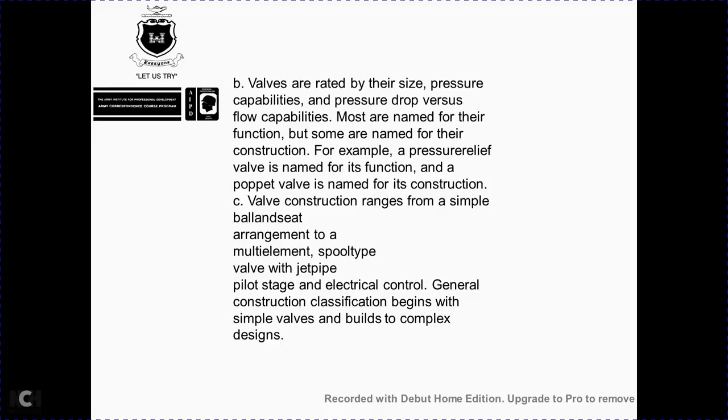Valves are also rated to describe their pressure capability, the proper pressure drop, and how they vary for flow capacity. Valves must be named by function, and some are named for their construction. For example, the pressure relief valve is named for its function, while the ball valve is named for its construction, ranging from the symbol of the ball to the arrangement of the multi-element spool type valve, the jet pipe pilot stage, and electric control. General construction classification begins with simple valves and builds to complex designs.